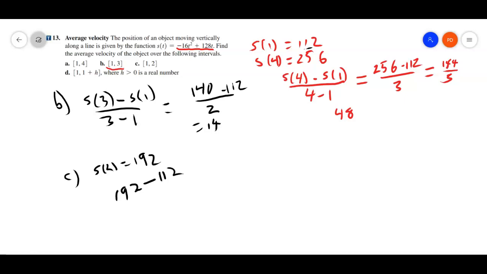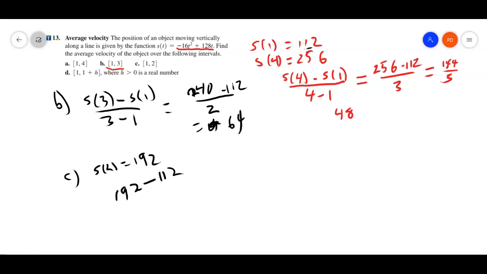I'm sorry. S of 3 was 240. That was a bad thing there. Let me try that again. 240 minus 112. That will not be 14. That'll be 64. That makes more sense to me, actually. The 14 seemed very small.